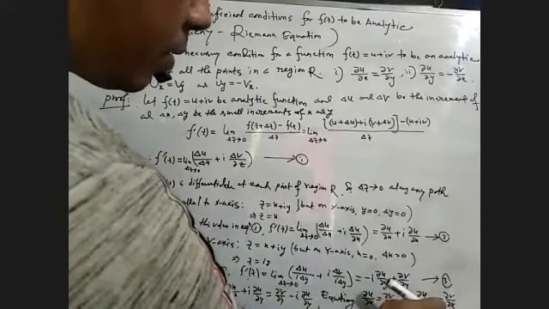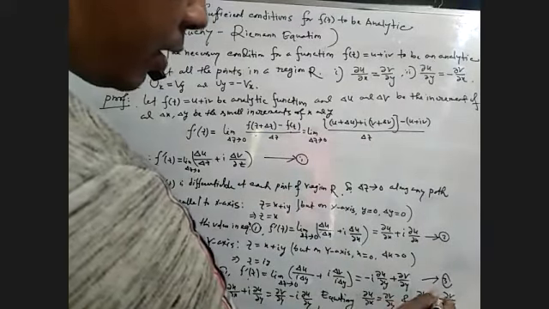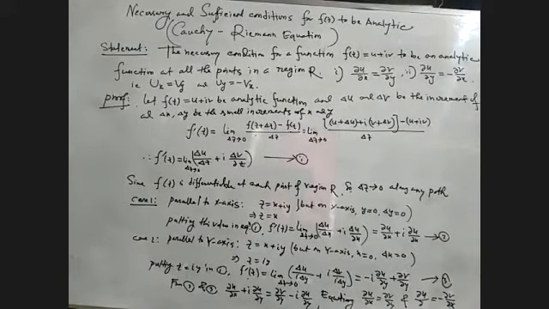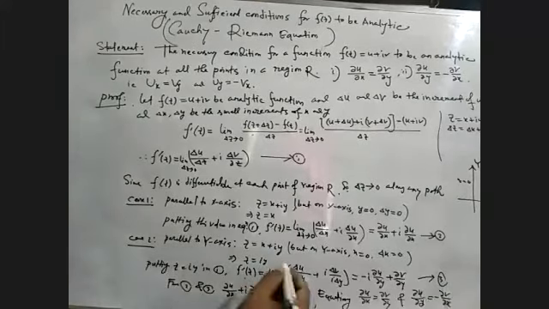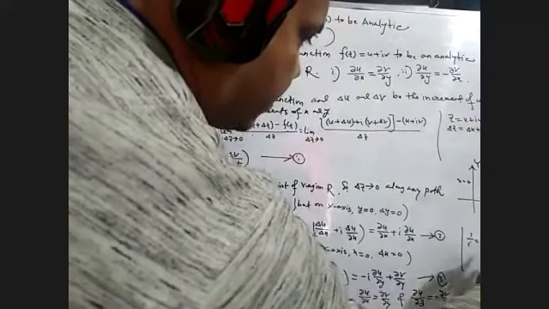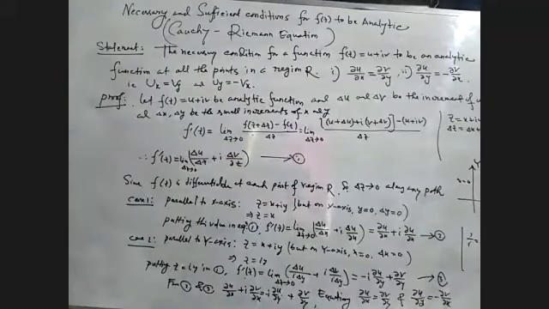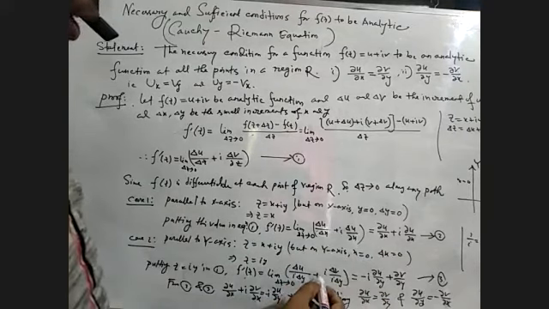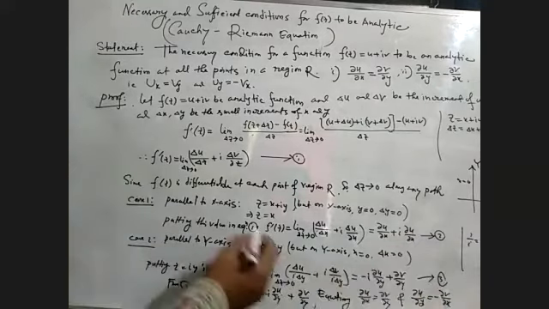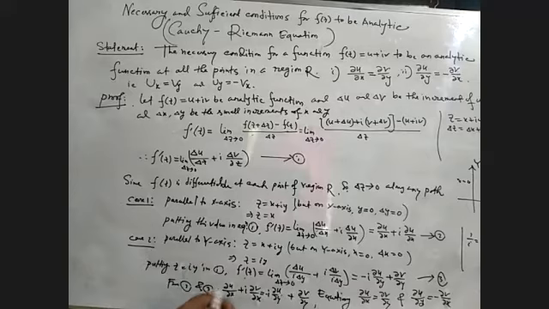So del u del u, 1 by i. 1 by i means what? 1 by i means minus i. Remember it. Okay, 1 by i equals minus i. This is why minus i del u del y plus i by i, what? Cancelled. Now, equations 2 and 3, same definition, derivatives. So from equations 2 and 3, we get this one.